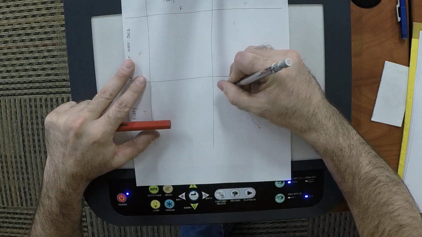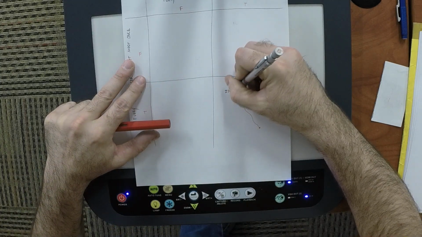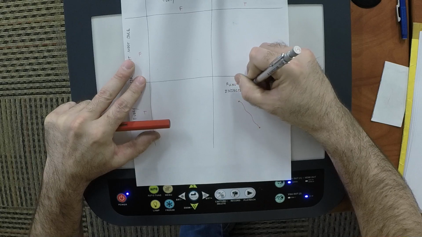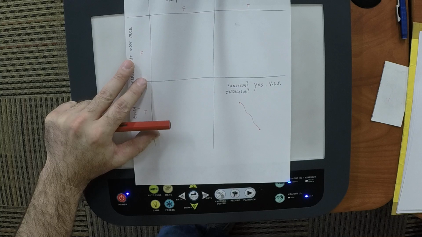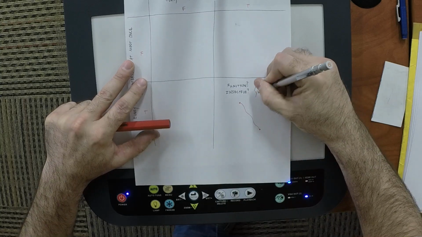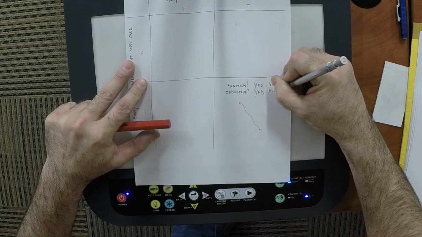Because it's a function, we can go on to ask, is it injective? And what's the answer? Yes, because it passes the horizontal line test.